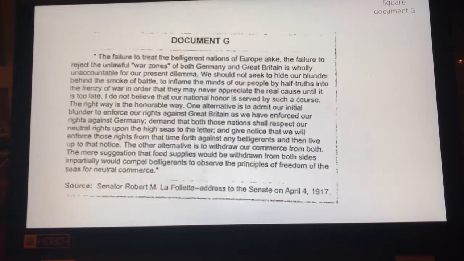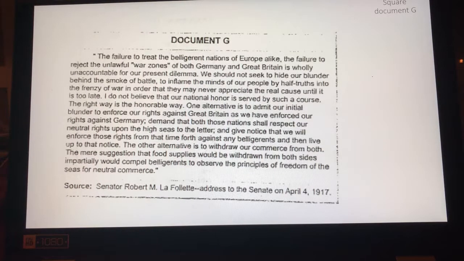We're going to look at one more document. This is square document, document G. And this is a guy named Robert Lafayette. We've seen him as a governor of Wisconsin. And he's making an address to the Senate. He's a senator. And again, we know the Senate's talking about this because Wilson's gone to them. Wilson says, let's go to war, right? Neutrality is no longer feasible. And so these guys are making arguments in front of the Senate to really decide if we should go to war because they have the full authority. So let's read what he said.